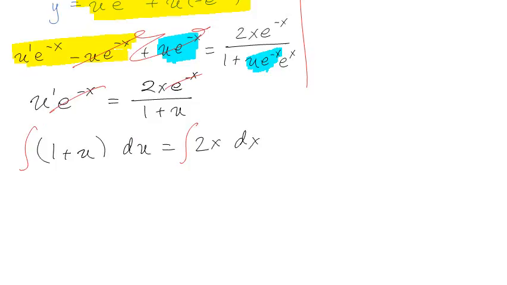So I'm going to integrate stuff. It's going to be amazing. So here on the left, I'm going to get u plus 1/2 u squared. And on the right, I'm going to get x squared plus c.